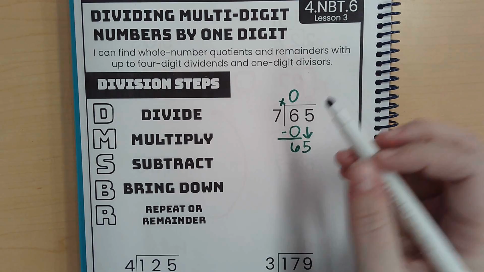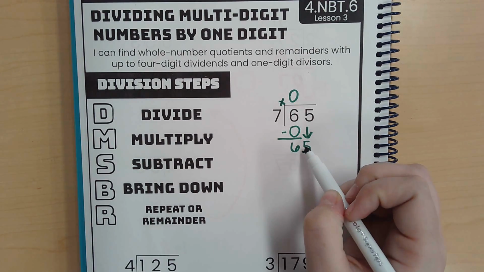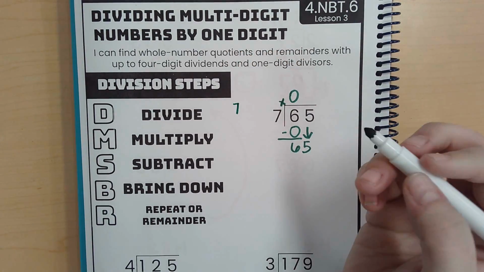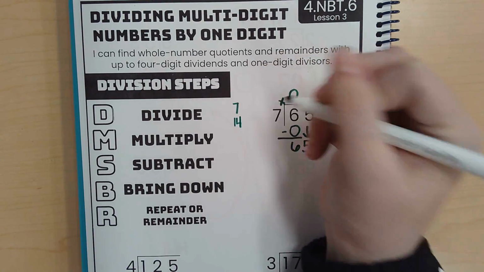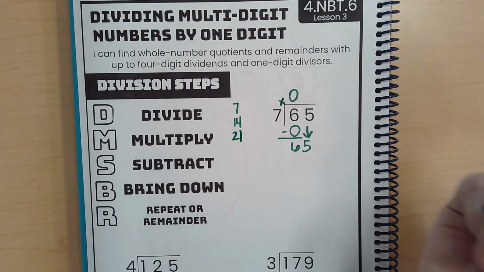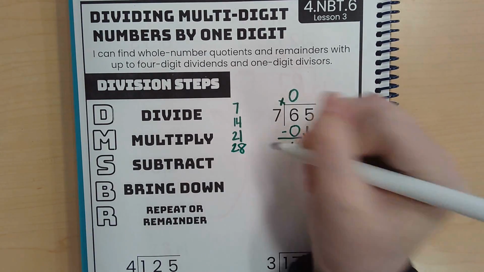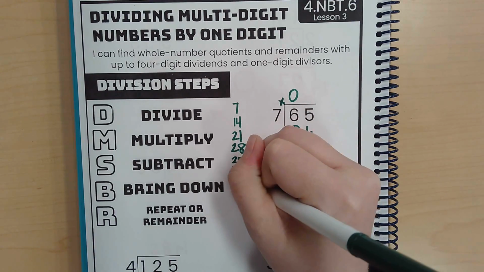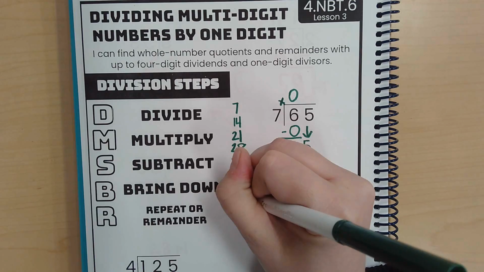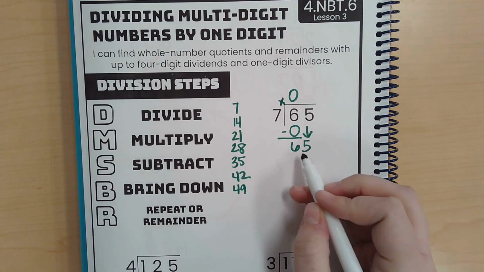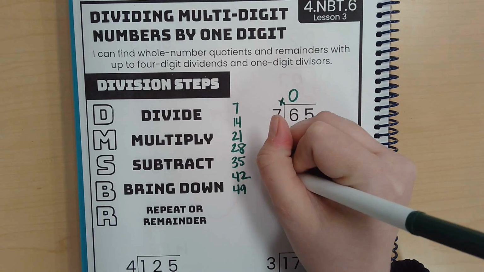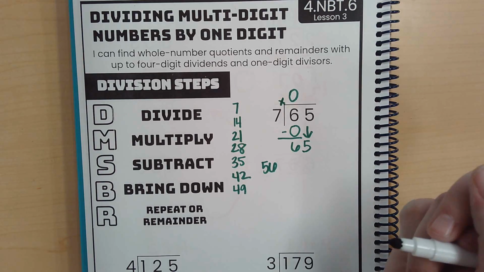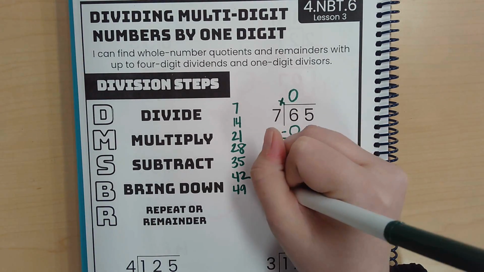So now I'm going to make a list of my multiples of 7 to figure out what 65 divided by 7 is. So my multiples of 7 are 7 times 1 is 7, 7 times 2 is 14, 7 times 3 is 21, 7 times 4 is 28, 7 times 5 is 35. So we're just going to keep going. 7 times 6 is 42. 7 times 7 is 49. I'm watching this to make sure I don't go over. 7 times 8 is 56. 7 times 9 is 63.